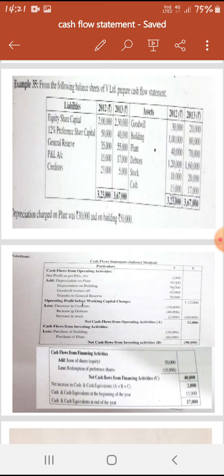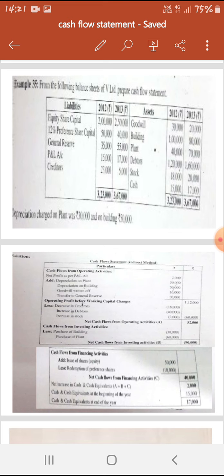Now the next is transfer to general reserve, 20,000. In the question, the general reserve has increased from 35,000 to 55,000. So plus 20,000 is the difference. It will be added. The total will be 1,12,000. That is operating profit before working capital changes.